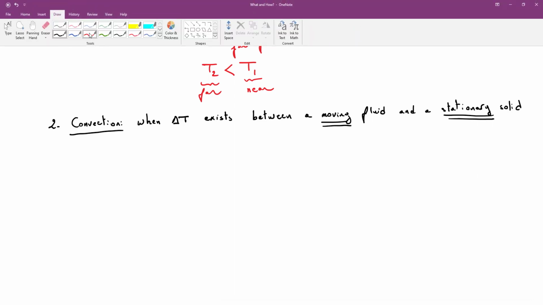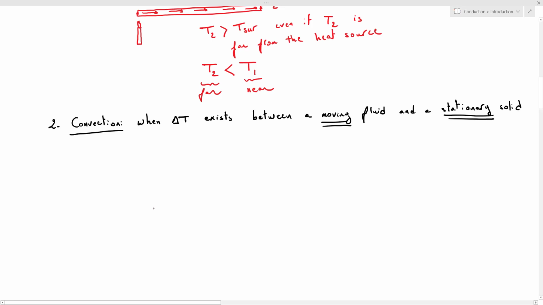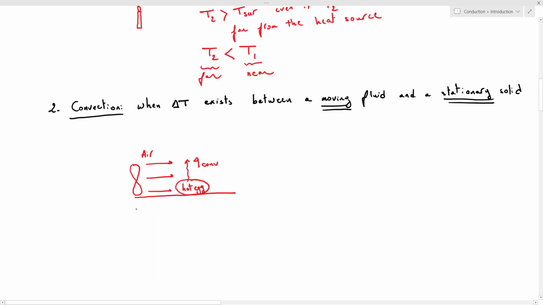And in convection we have two types of convection. So we'll talk about two examples. The first one, let's say we have a hot egg and we have this fan that is blowing air over the hot egg. So we have air here. So we say we have heat transfer by convection, Q convection, from the hot egg to the moving air. So here air motion is caused by the fan.